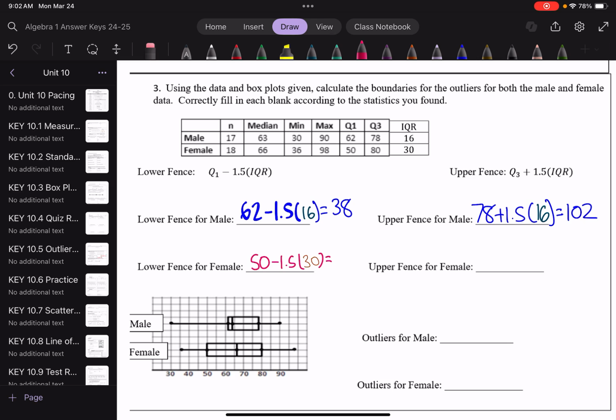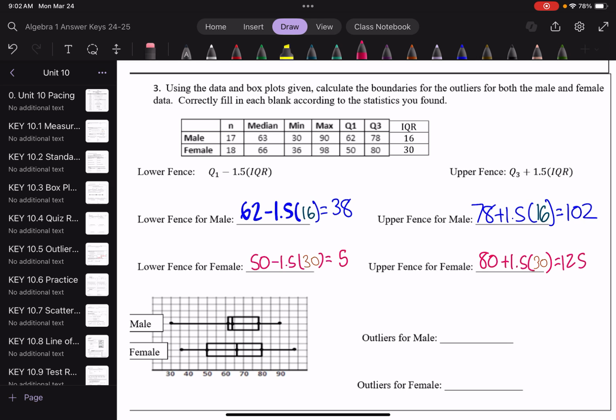So this is going to give me the number 5. And then the upper fence for the females, I've got 80 plus 1.5 times the IQR for the females, which is 30, which gives me 125.